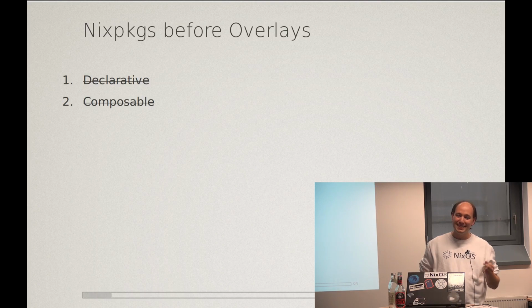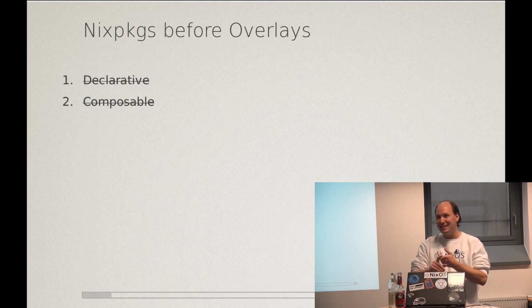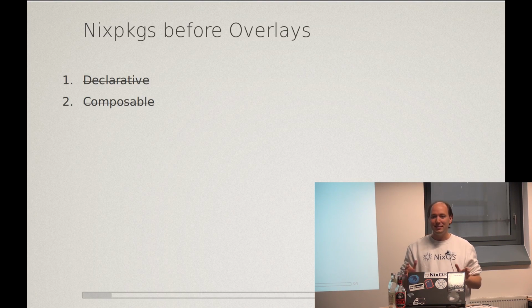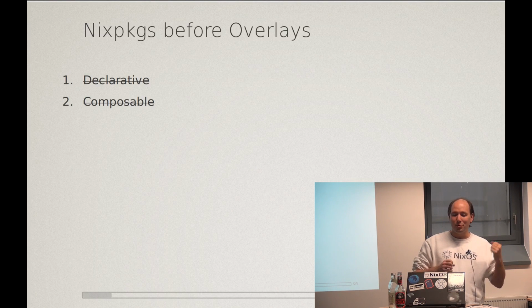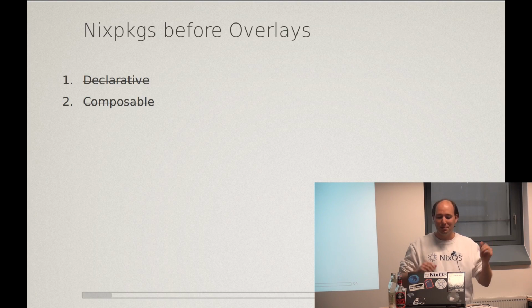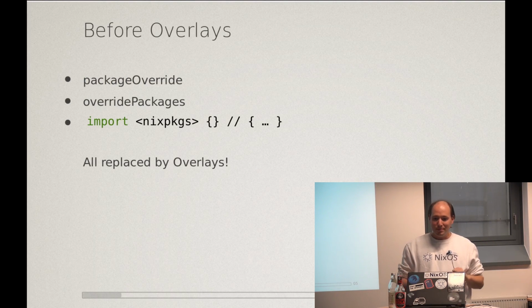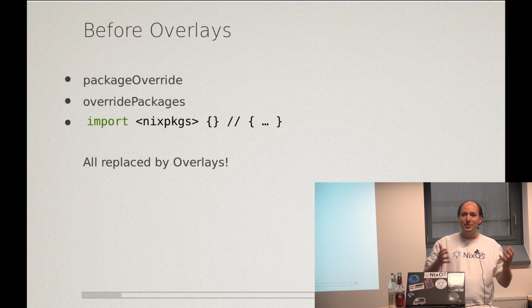But Nix packages is like, you have these functions and they return something. It's not that much declarative. And it was not composable before overlays. And we will see how overlays make that composable. So before going into overlays, let's look at how we used to extend Nix packages before that.